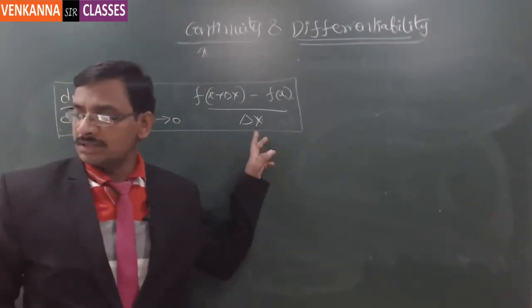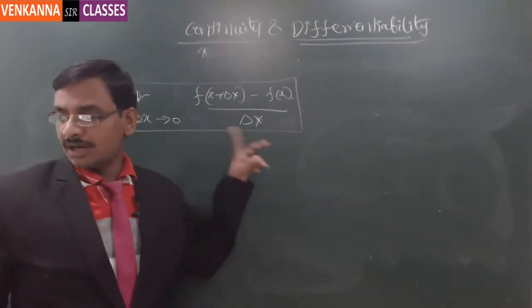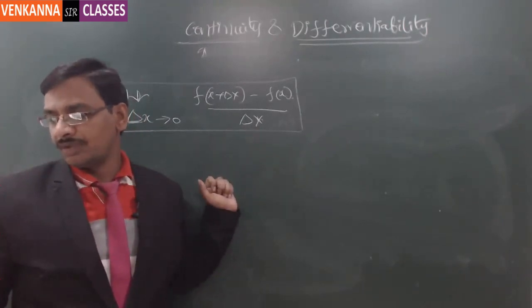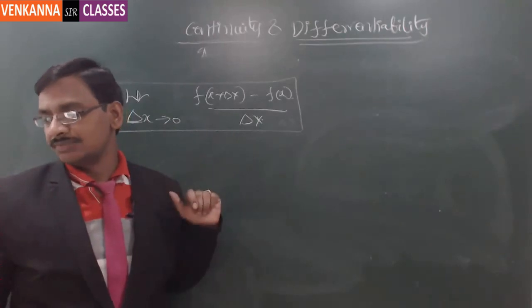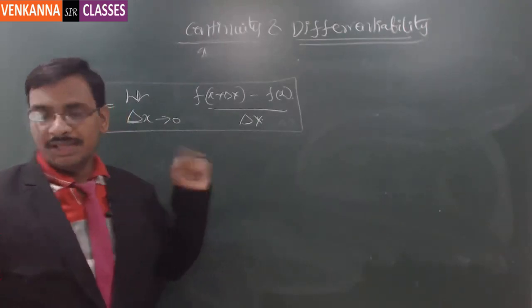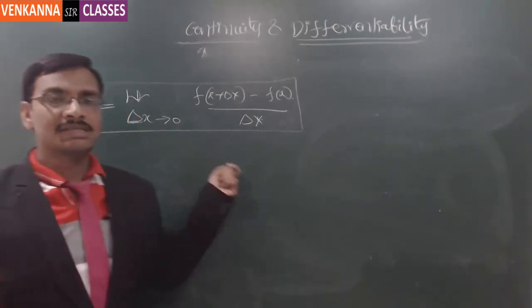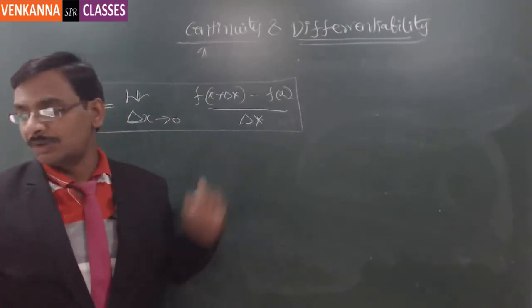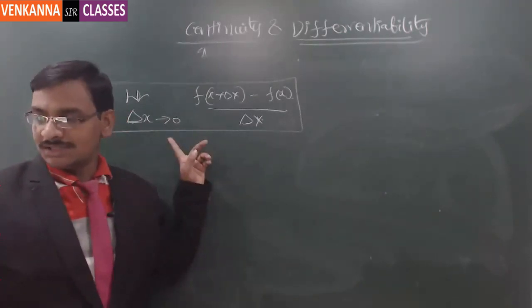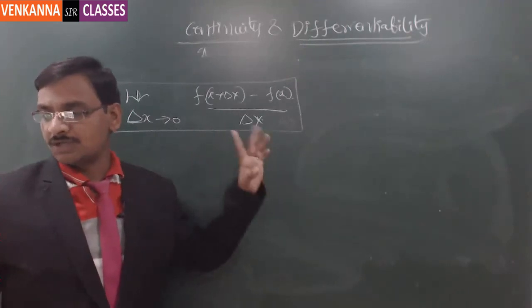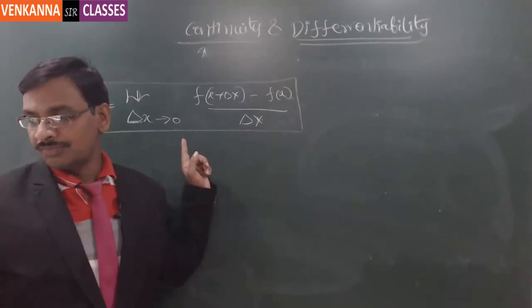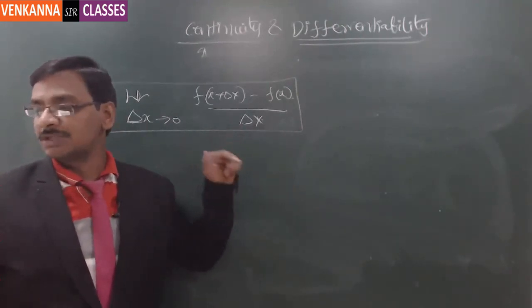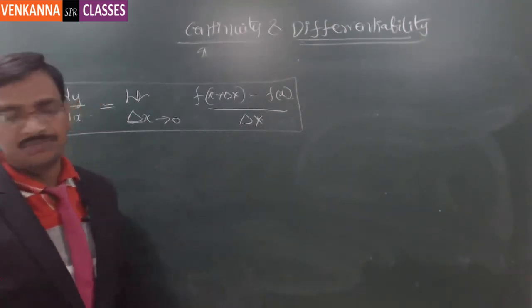For the limit to exist, both the left limit and right limit should be equal, right? But what if this limit doesn't exist? Then there is the question of the existence of the derivative at that particular point. If the limit doesn't exist, then the function is non-differentiable at that point. If the limit exists, then we say the function is differentiable at that point, right?